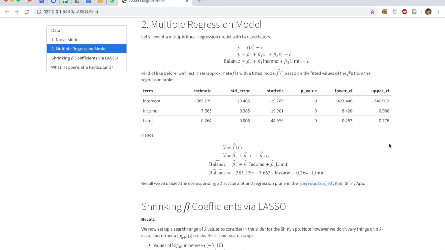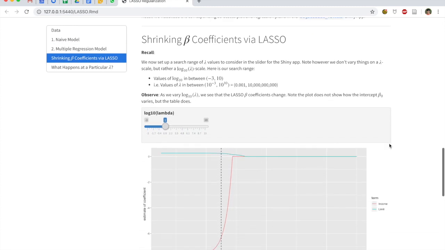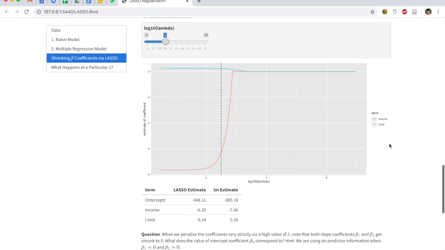But before we get into the nitty-gritty of how LASSO works, let's play with our Shiny app. So now, what we're setting here are log 10 values of lambda. So when log 10 of lambda is equal to 1, lambda is equal to 10 to the 1, in other words, 10. For this particular value of log 10 lambda, in other words, lambda, this is where we're at. Now, this value here is the fitted value.